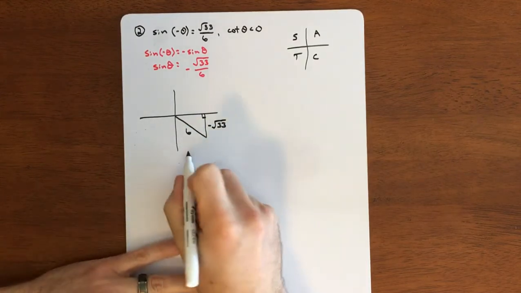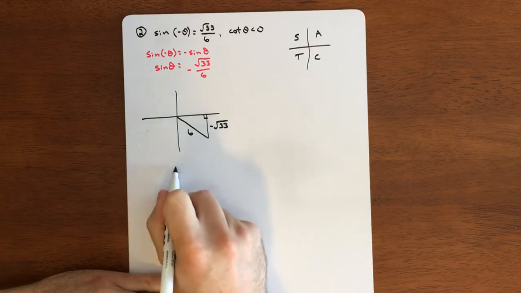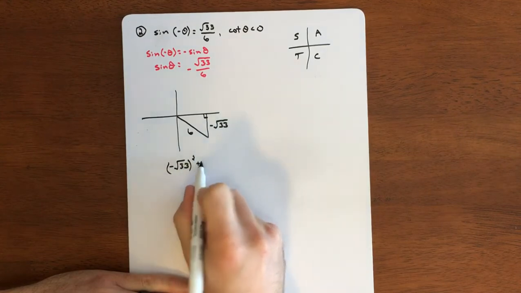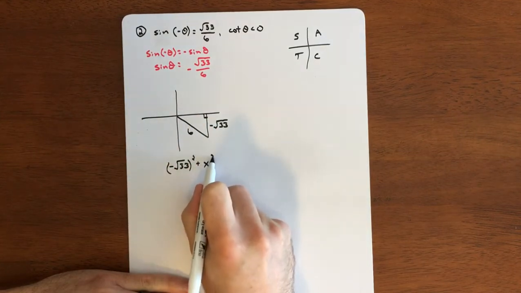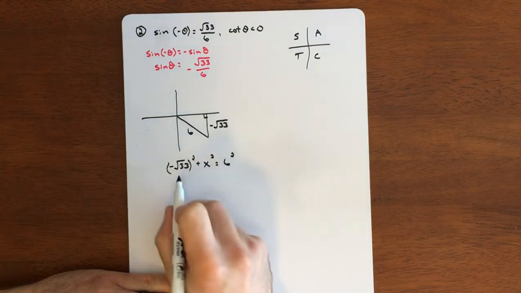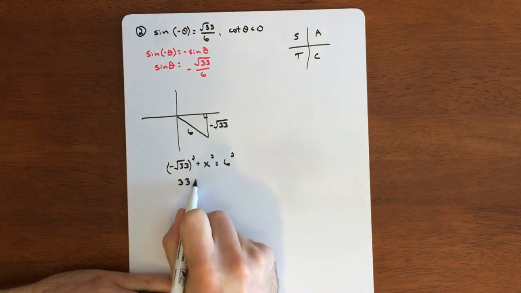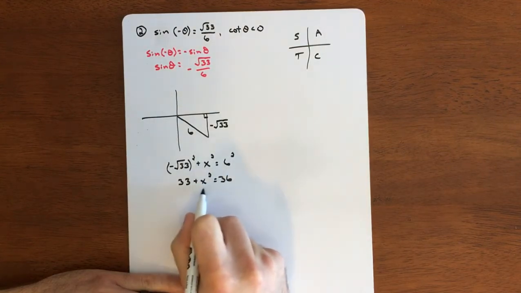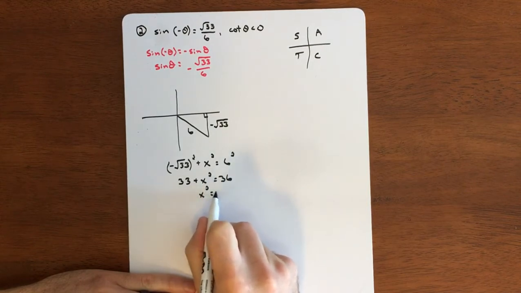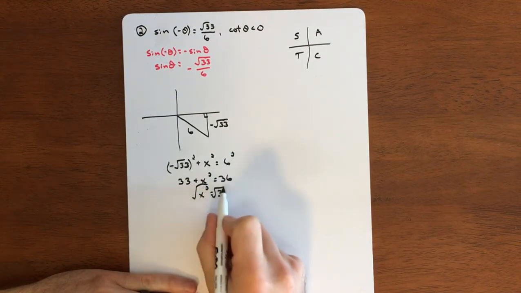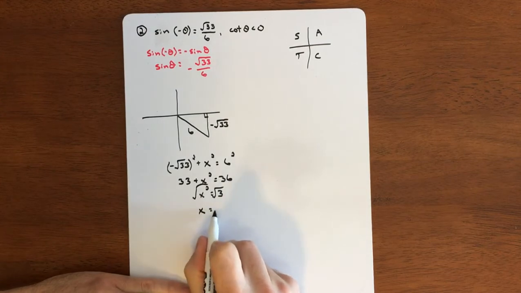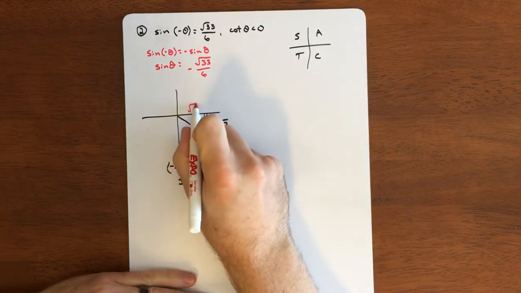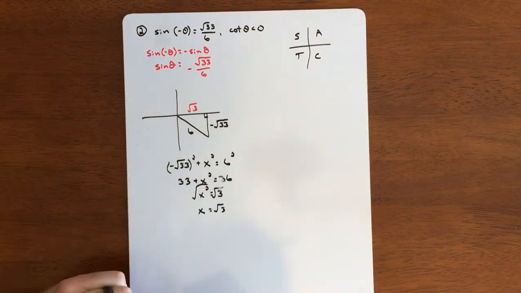Pythagorean theorem again to figure this out. So we have negative root 33 squared plus x squared, this will be our x value, equals 6 squared. That's actually just positive 33 plus x squared equals 36. If we subtract that over, we get x squared equal to 3, so x equals the square root of 3. Because of the direction, it should remain positive. So we now have everything.